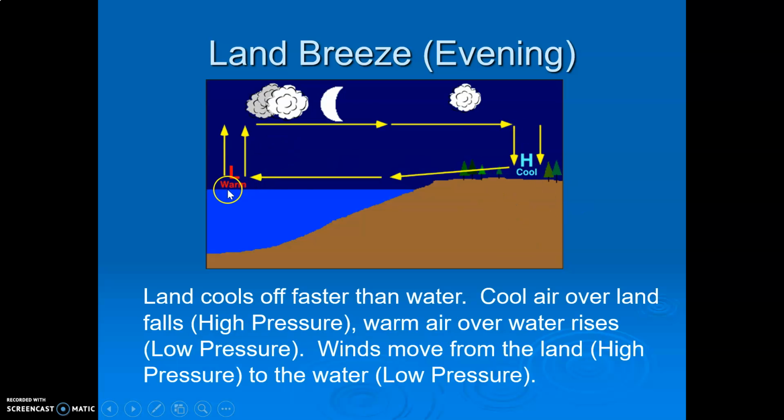The cool air is then going to fall over the land, which creates your high pressure. And it's going to force that cool air down and to go out towards the sea, from the land to the sea. The warmth from the sea is going to rise, creating that circulation pattern and spread out towards the land. So the winds move from the land to the water, from the high to the low. So we are blowing to the low in the evening.